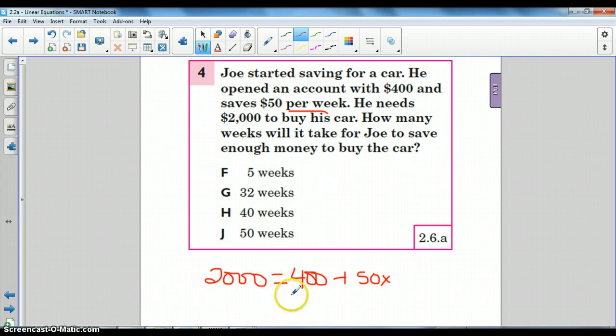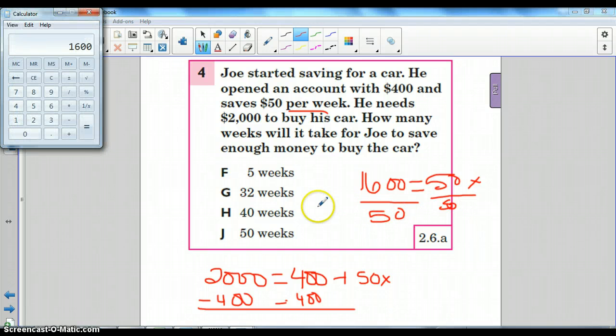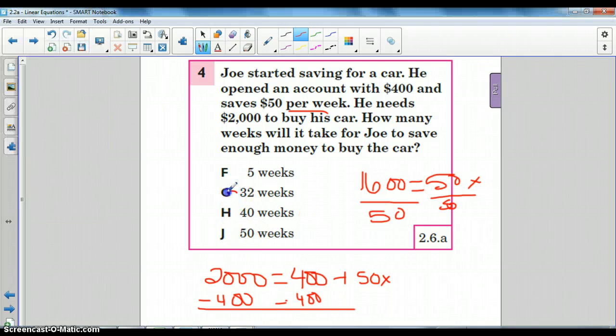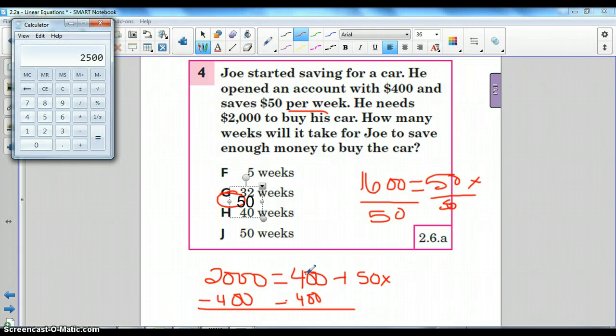Okay, to solve this, we'd subtract 400 from both sides. So then we have 1600 equals 50x. Divide both sides by 50. 1600 divided by 50 is 32 weeks. And we could check that. 50 times 32 plus 400 gives me 2,000. So that makes sense.